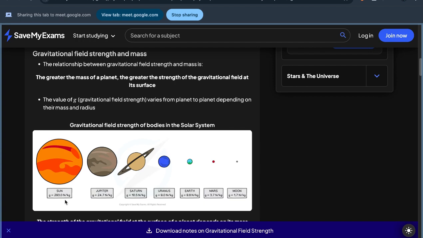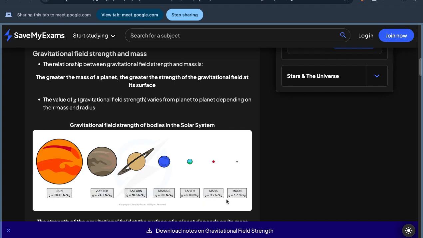It's about 293 Newton per kilogram. That's the gravitational field strength, the g value, of the sun. Now Jupiter, apart from the sun, is the largest, which has a gravitational field of 24.7 Newton per kilogram. Saturn follows with 10.5 Newton per kilogram. Uranus is 9 Newton per kilogram. The Earth is 9.8 Newton per kilogram, which we approximate to be 10 for easier calculations.